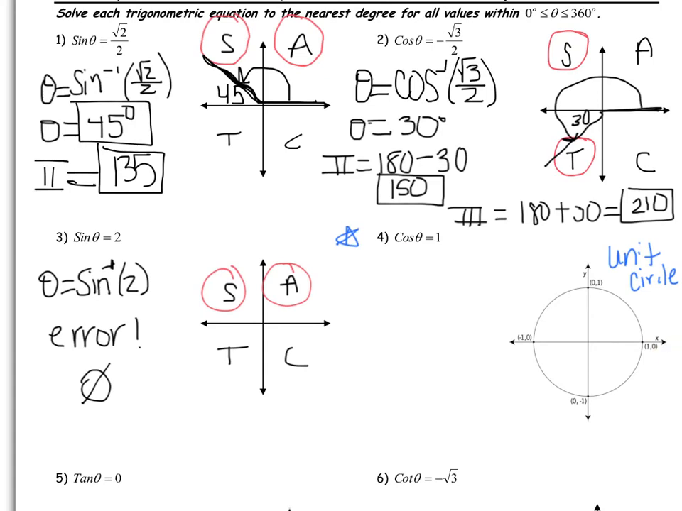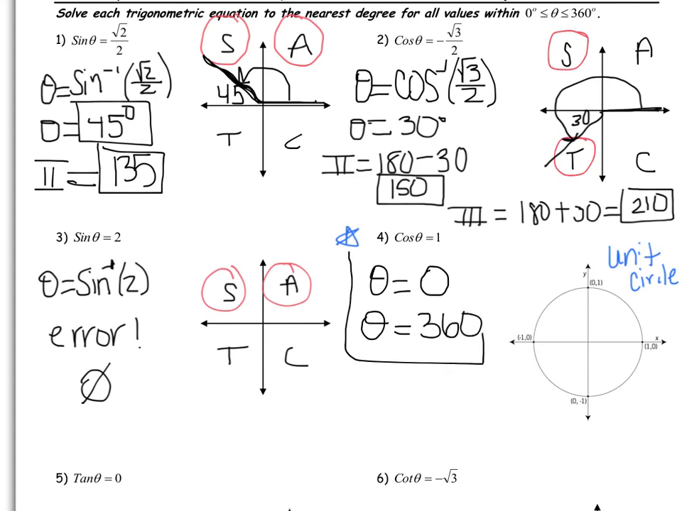So cosine of theta is equal to 1 here. So x is 1 here. Anywhere else? No, x is 0. X is negative 1. X is 0. X is only equal to 1 here. Therefore, the answer for theta would be 0, and theta would also be 360.